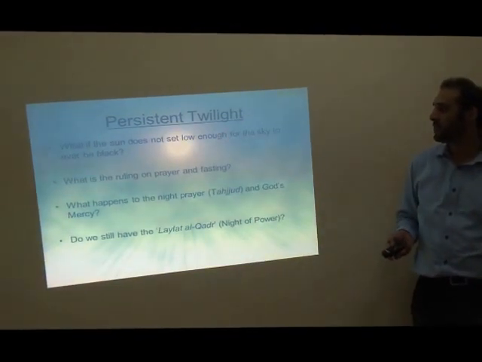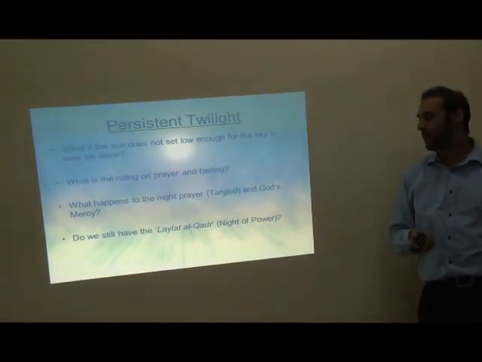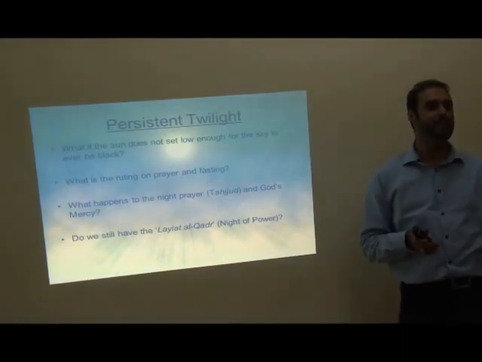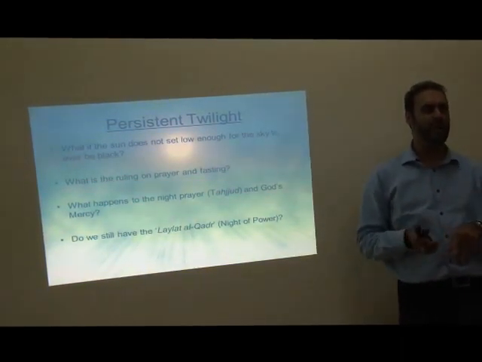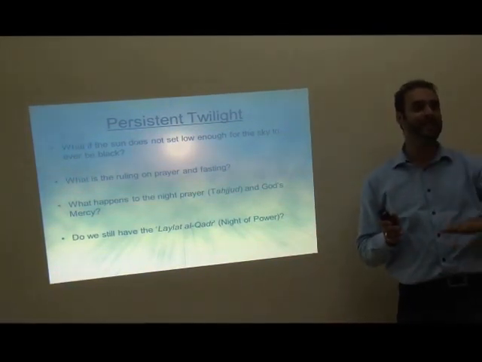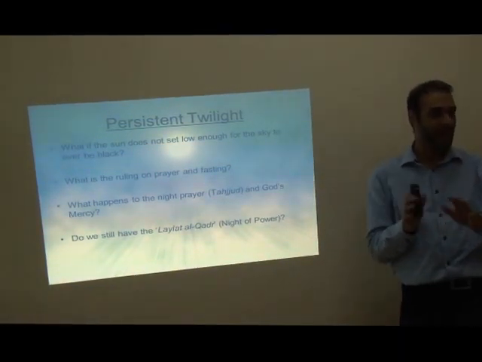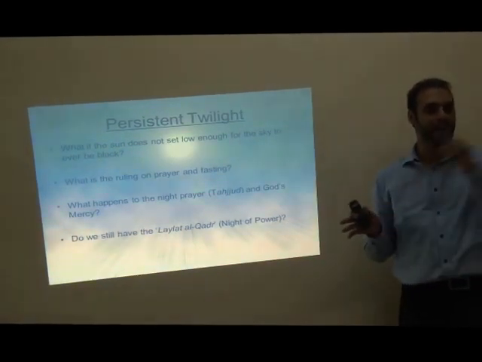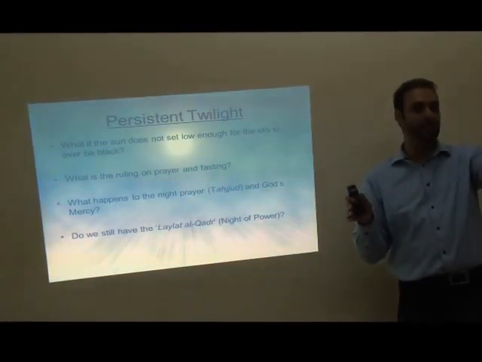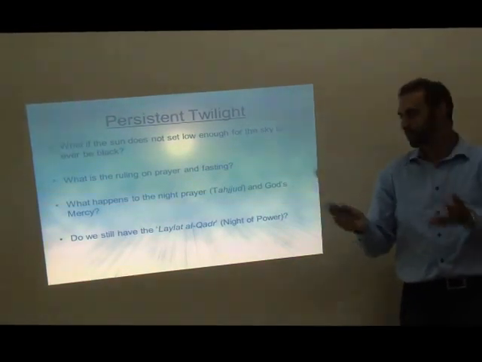Persistent twilight. What if the sun does not set low enough for the sky to ever be black? What is the ruling on prayer and fasting? What happens to the night prayer, tahajjud, and God's mercy? Now, in England, in the summer months, from the 21st of May till the 20th of July, we have what's known as persistent twilight. This is where the sun doesn't descend 18 degrees below the horizon. So technically, it's not dark. If it's not dark, how can you pray Isha, and how can you pray Fajr in the morning? Because to pray Fajr, it needs to be completely dark, and then the whiteness needs to separate, and that's Fajr.